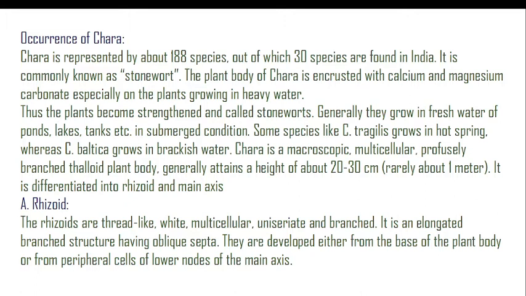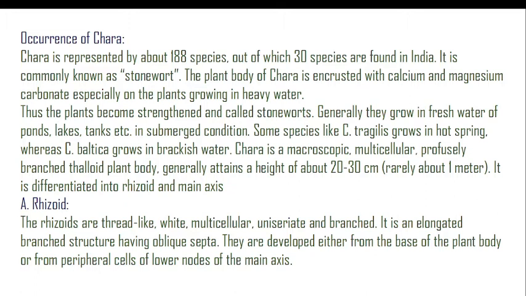Chara is a macroscopic multicellular profusely branched thalloid plant body. Macroscopic means we can see it with our naked eyes. It is multicellular because it possesses many cells, forming the nodal portion. Profusely means they have few to many branches, and that is why it is called a macroscopic multicellular profusely branched thalloid plant body. It attains generally about 20 to 30 centimeters and sometimes rarely 1 meter in height.